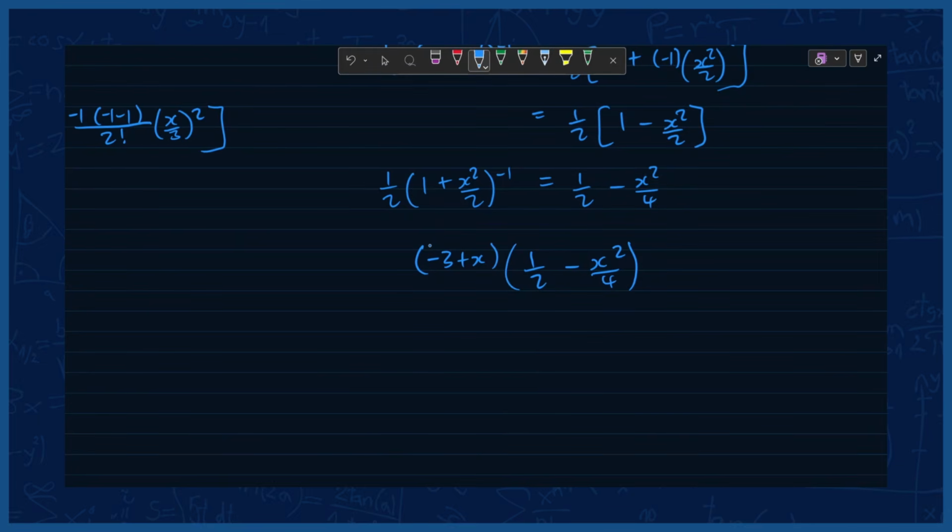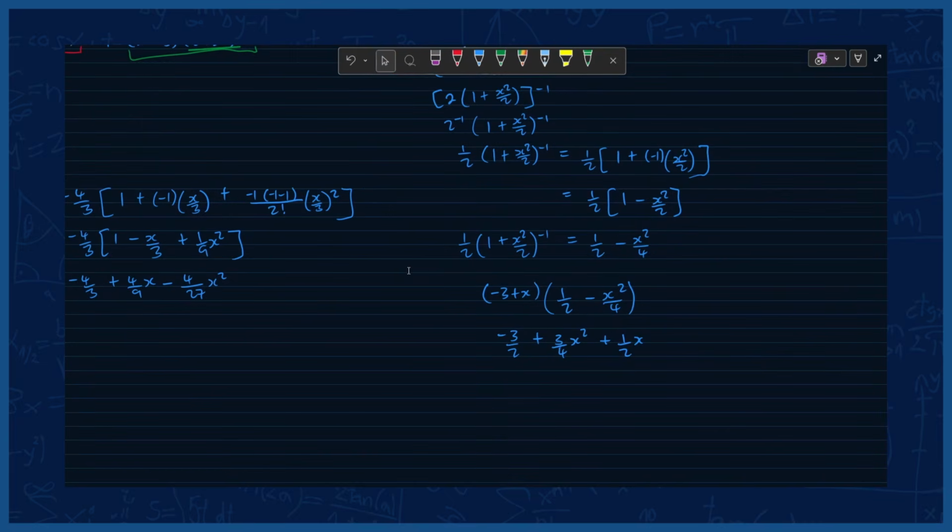So negative 3 times a half, I get negative 3 over 2. Then I've got negative 3 times the x squared over 4, that becomes positive 3 over 4 x squared. And then I've got the x times the half, that gives me a half x. If I do x times negative x squared over 4, I get a term in x cubed, which I don't want. So now this here that we have, that's the expansion of x minus 3 multiplied by the 2 plus x squared to the negative 1.